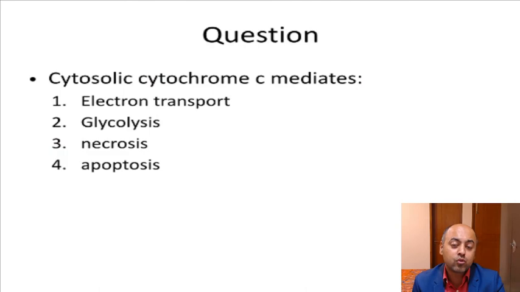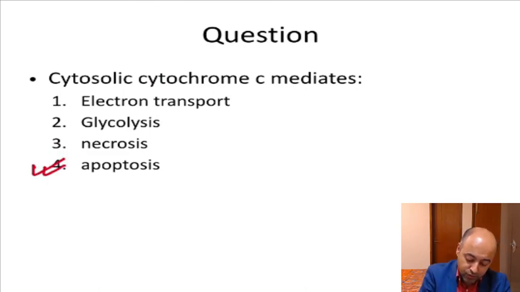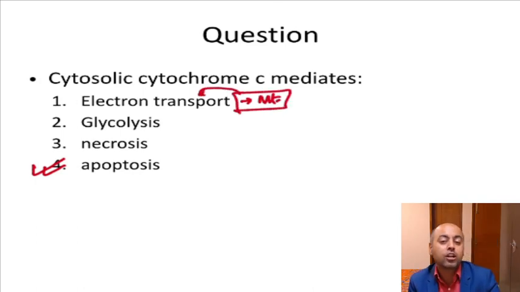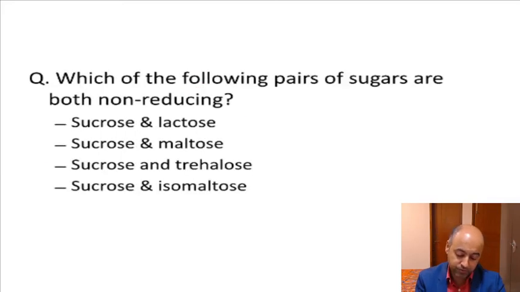Cytosolic cytochrome C mediates, please keep in mind, apoptosis. If it is in the mitochondria, then it can participate in the electron transport. But outside the mitochondria, in the cytoplasm, it will induce apoptosis.